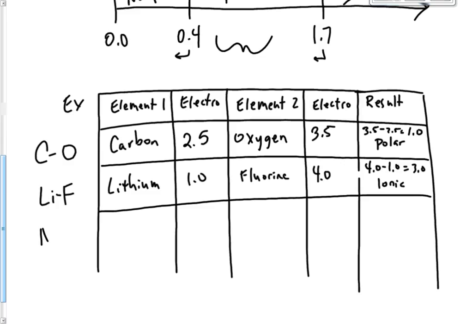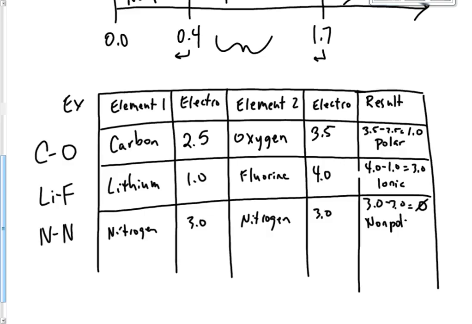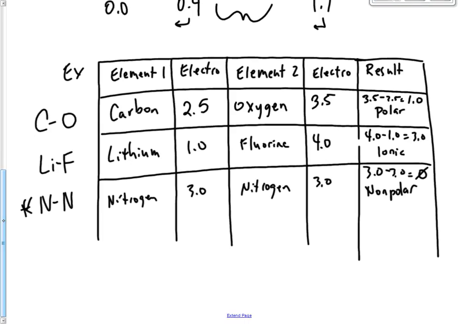Let's do a nitrogen and a nitrogen bond. So element 1 is nitrogen, and its electronegativity is 3.0. The second element is nitrogen as well, and its electronegativity is 3.0. So do some simple math. 3.0 minus 3.0 equals 0. So it's nonpolar. Okay? Nonpolar. You are always going to get a nonpolar bond when the same element is attached to itself. Okay? And then let's do one more.